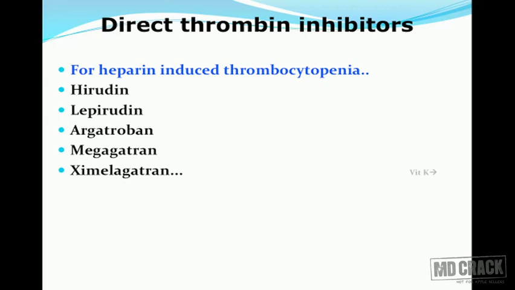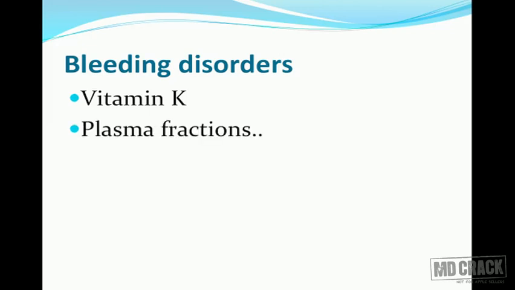Now the topic is changing. We are going to a kind of opposite substance, and that's vitamin K. So this is going to be useful for bleeding disorders. Until now we were talking about management of clotting, management of coagulation. Now we are going to the opposite phenomenon, that's the bleeding disorders, and the most important substance useful is vitamin K, and there are plasma fractions which can be used.